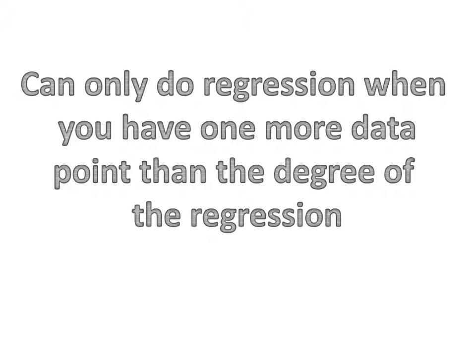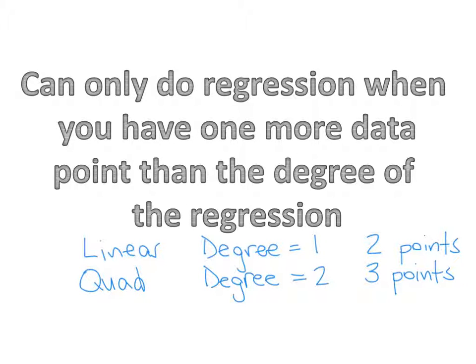When deciding what kind of regression to do, we have to keep in mind that you can only do regression when you have one more data point than the degree of the regression you're trying to do. Since a linear regression has a degree of 1, we need 2 coordinate points in order to be able to do a linear regression. Since a quadratic equation is degree 2, we need 3 points to find its equation. And so we need 4 points in order to be able to run a cubic regression.